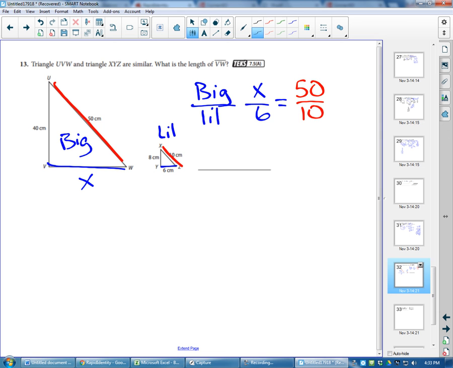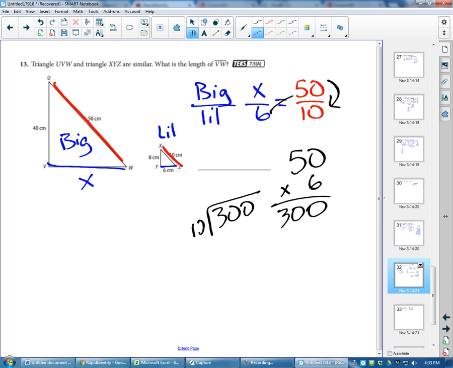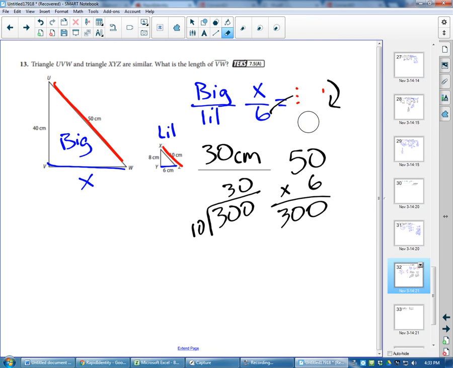So would the answer be 5? Let's find out. So 50 times 6, oh wait, no, that's 300. And then we divide that by 10. So 300 divided by 10 is 30. So if we use 30 centimeters. If we use 40 over 8, it will still be right. Yes. Okay. And we can check just to be sure.